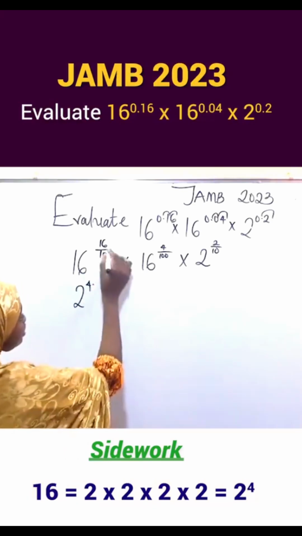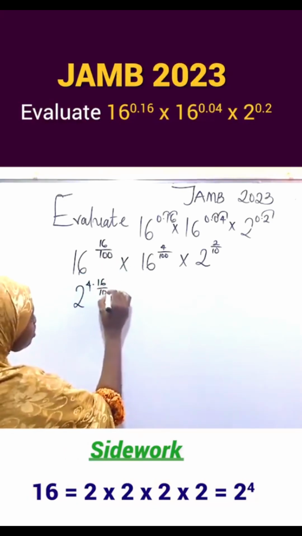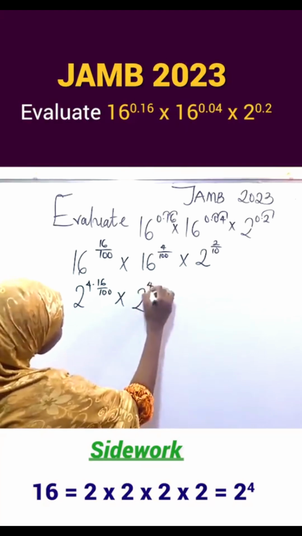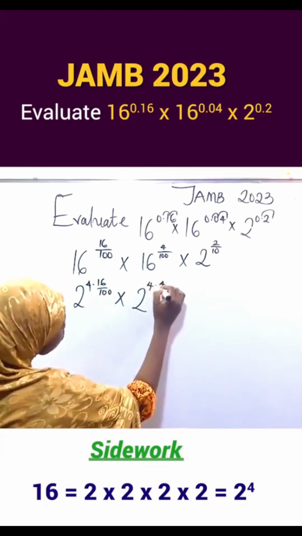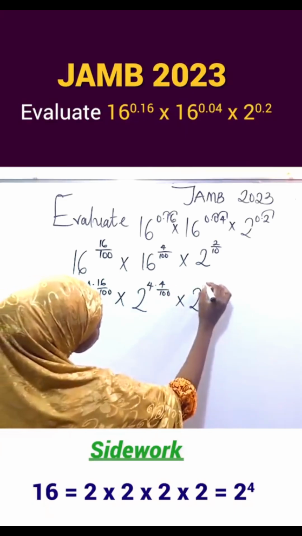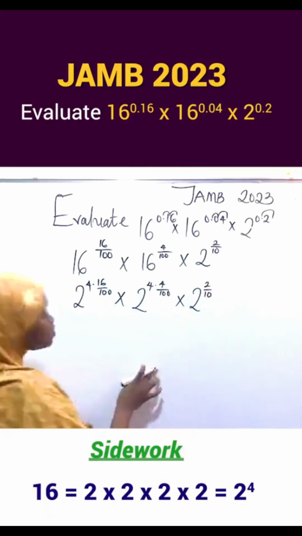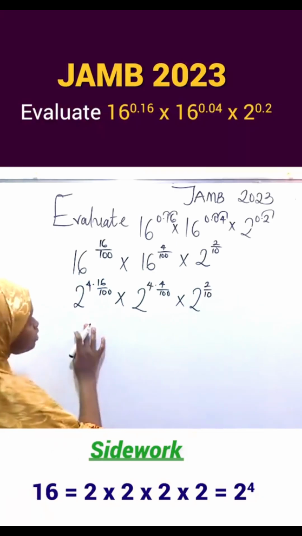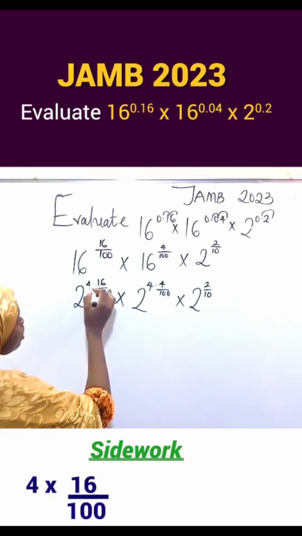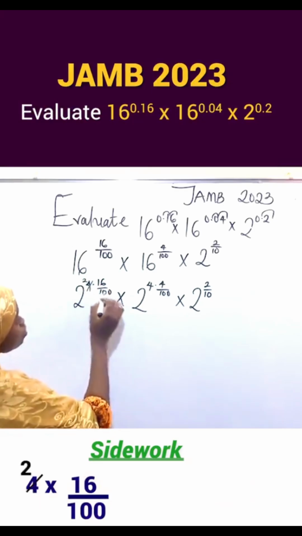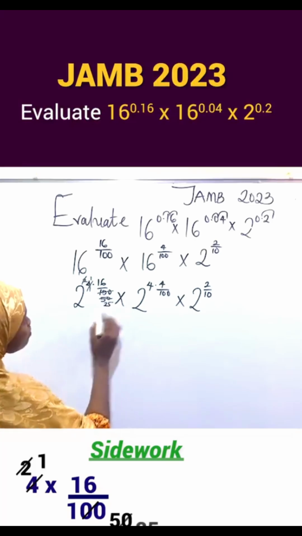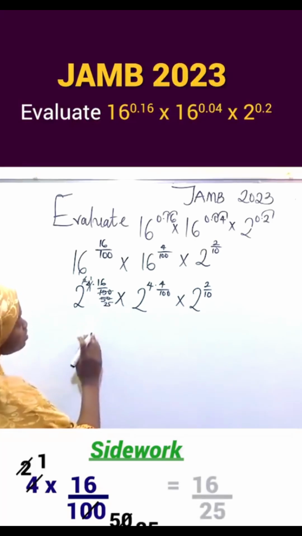Then multiplied by the 16 over 100 we have here, times 2 to the power of 4 for this 16, times 4 over 100, times 2 to the power of 2 over 10. So let's break this down to the lowest term. Dividing by 2: 2 in 100 is 50, 2 in 50 is 25. So at the end of the day, we have 16 over 25.